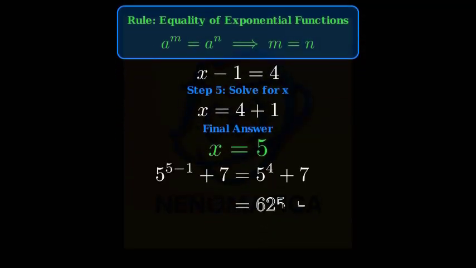Let's verify our solution by substituting it back into the original equation. 5 raised to the power of 5 minus 1 plus 7, which is 5 to the 4th plus 7, which is 625 plus 7, equals 632. So our answer is correct.